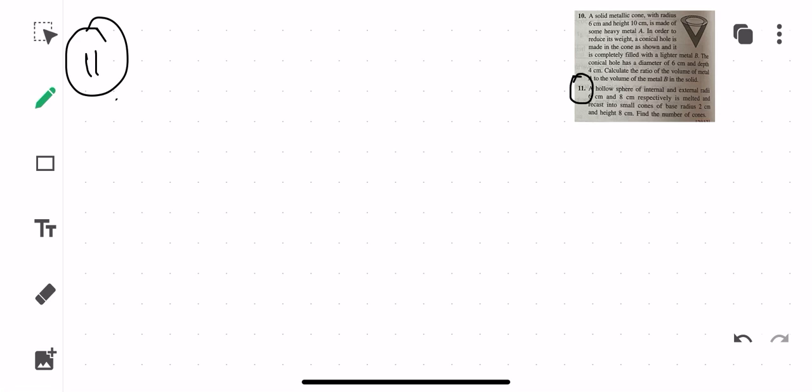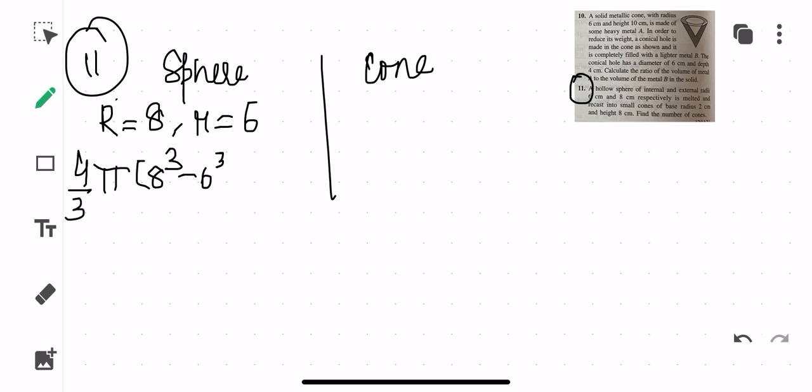So what you will be doing, children? See, for sphere you will be calculating first, and then you will be calculating for cone. So for the sphere, the radius has been given as 8 and the small r has been given as 6. So what is the volume? 4/3 pi into 8 cube minus 6 cube. So this you will be calculating.